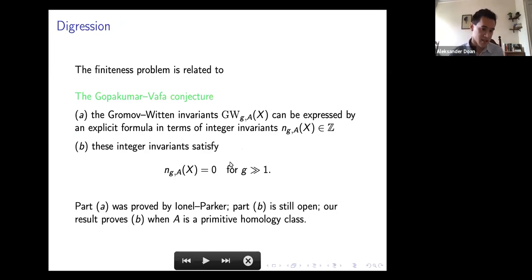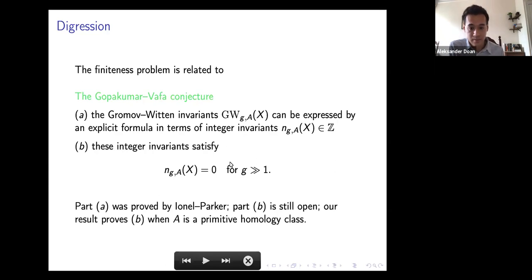Without going into the details, this conjecture has two parts. Part A says that the Gromov-Witten invariants can be expressed in terms of some other invariants, which are integers. So this is important because Gromov-Witten invariants are rational, and these other invariants are integers, and there is a universal formula that you can just write down, which relates the Gromov-Witten invariants to these integer invariants called the Gopakumar-Vafa invariants. So this is something about the structure of the Gromov-Witten invariants.